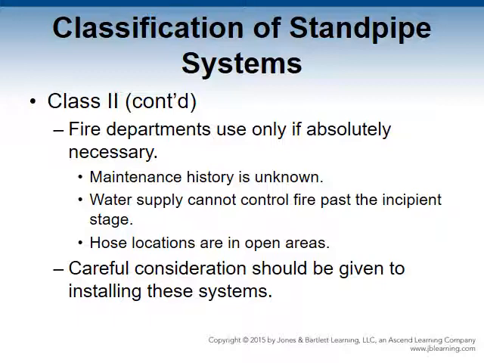Firefighting without proper training, equipment, and protective gear is extremely dangerous. Many fire departments do not use these systems unless absolutely necessary. There is no way to tell how well they have been maintained, inspected, and tested, so they may be unreliable. The amount of water is not sufficient to control a fire after it develops beyond the incipient stage. The hose stations are often located in open areas that offer little protection to firefighters when preparing equipment to fight a fire. Careful consideration must be given when deciding if a Class 2 system is appropriate.